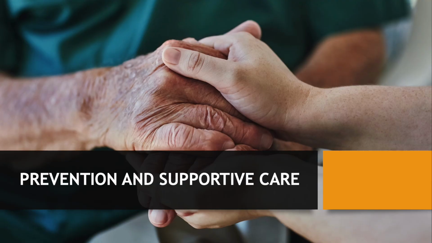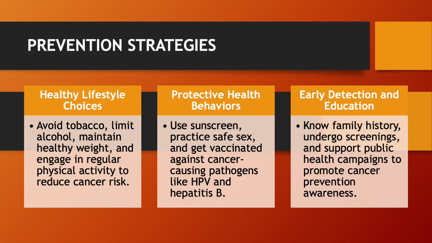Prevention and supportive care with prevention strategies. One of the most powerful tools against cancer is prevention, and it starts with lifestyle. Avoiding tobacco and limiting alcohol significantly lowers cancer risk. Maintaining a healthy weight and engaging in regular physical activity helps regulate hormones and reduce inflammation.